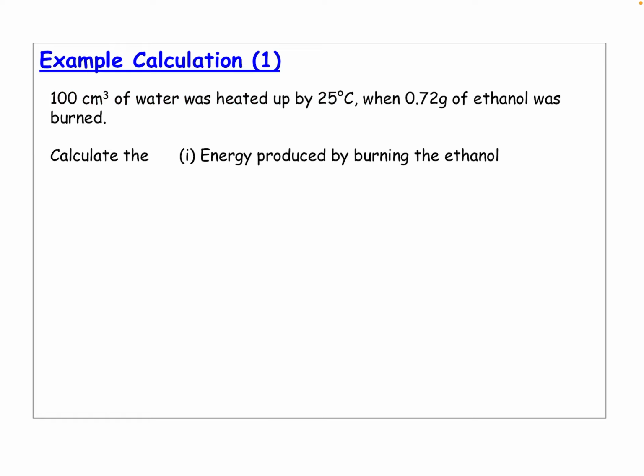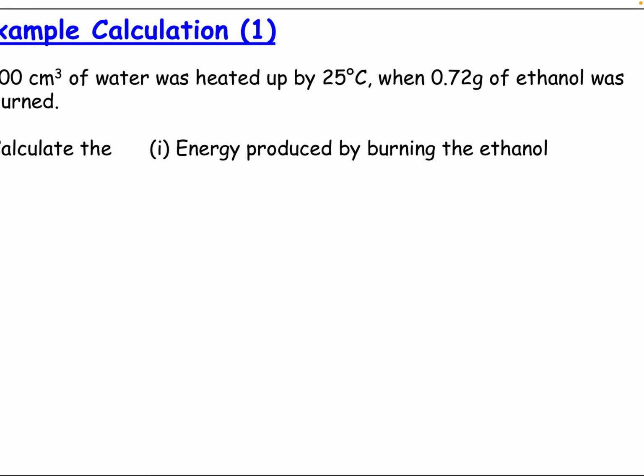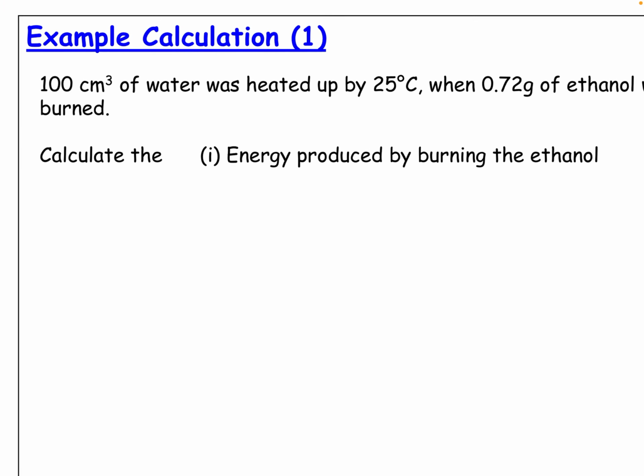What we're going to do is work out one of these examples. Now, the first section is going to be similar to what we did yesterday, the energy produced by burning the ethanol. That is going to be the same. However, when we're going to work out the enthalpy, that is the next step. Okay, so we'll work through it together. So as we were doing yesterday, we are going to use the equation E equals Cm delta T.